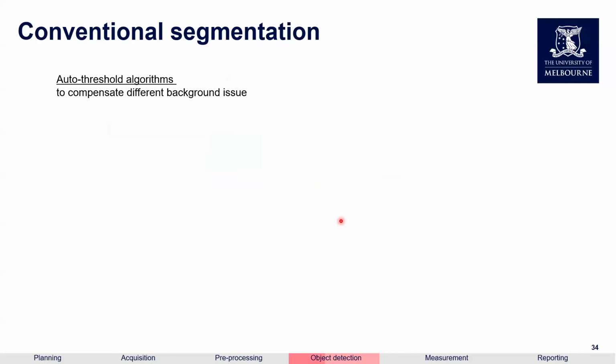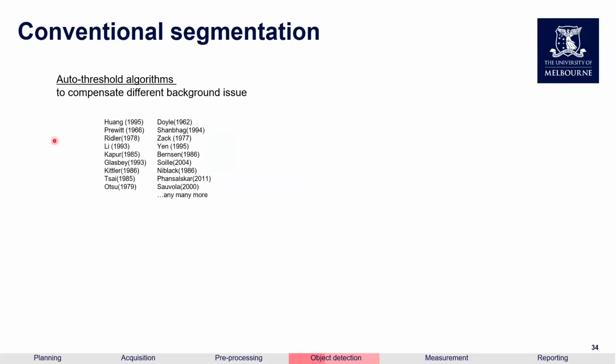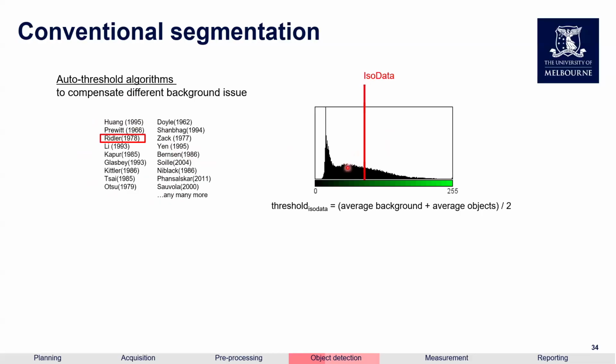To compensate for such issues, we can use an auto threshold method, where the threshold value is calculated logically in each image. There are many different auto threshold algorithms available. For example, one method called IsoData finds a threshold value where the average value of the pixels above and below the threshold are identical. So this is where it finds the threshold based on this histogram.